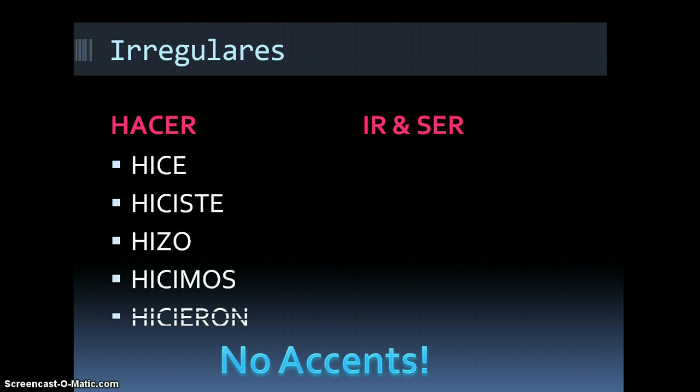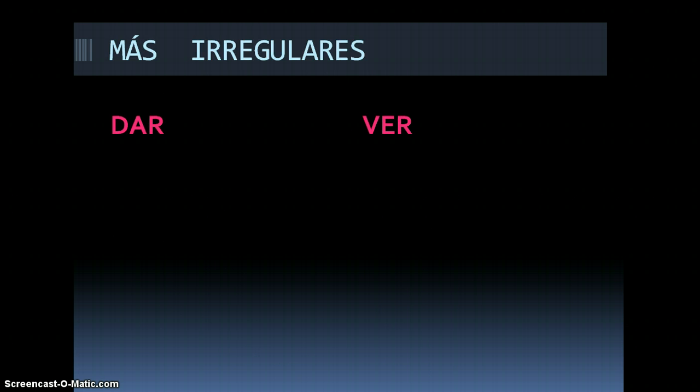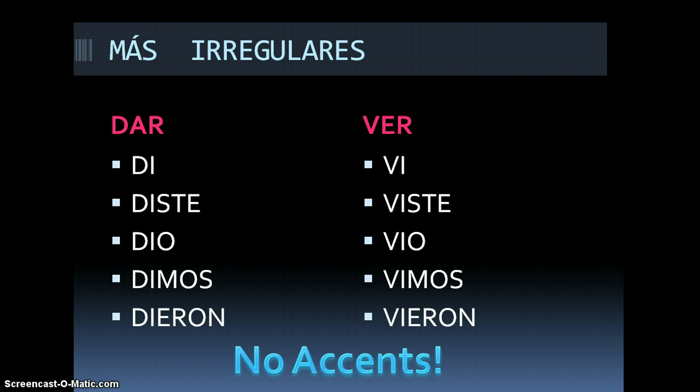Hopefully you came up with hice, hiciste, hizo, hicimos, and hicieron. Fui, fuiste, fue, fuimos, and fueron. How about dar and ver? Do the same thing. Try and pause your video. See how you do. Also in these, no accents. Di, diste, dio, dimos, dieron. Vi, viste, vio, vimos, and vieron.